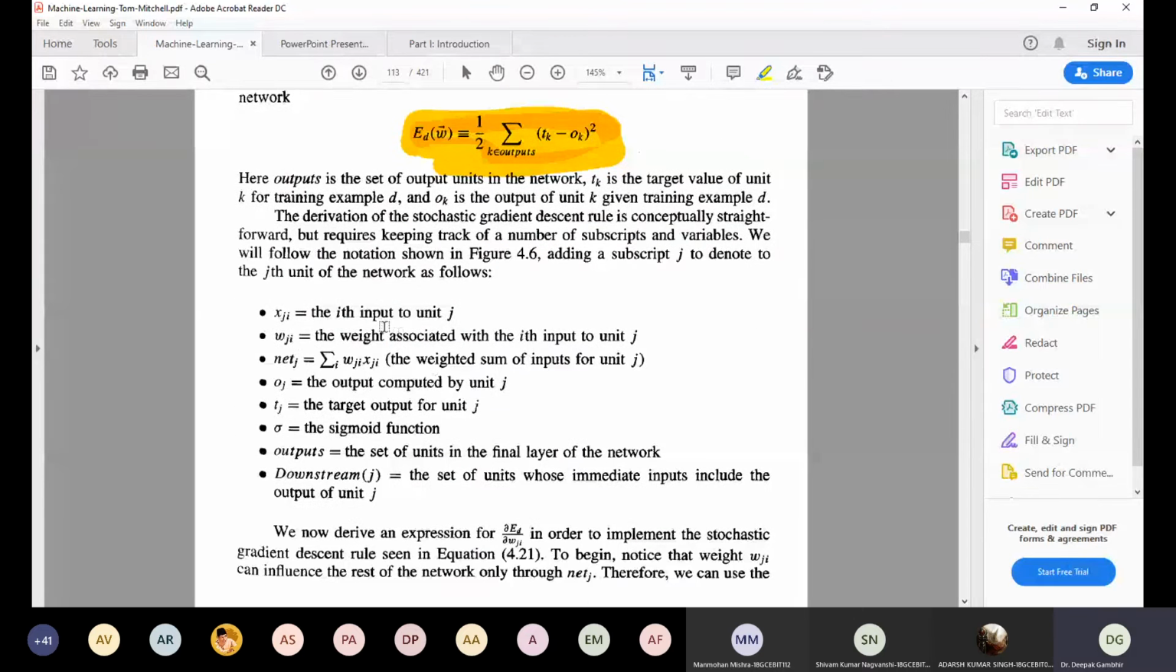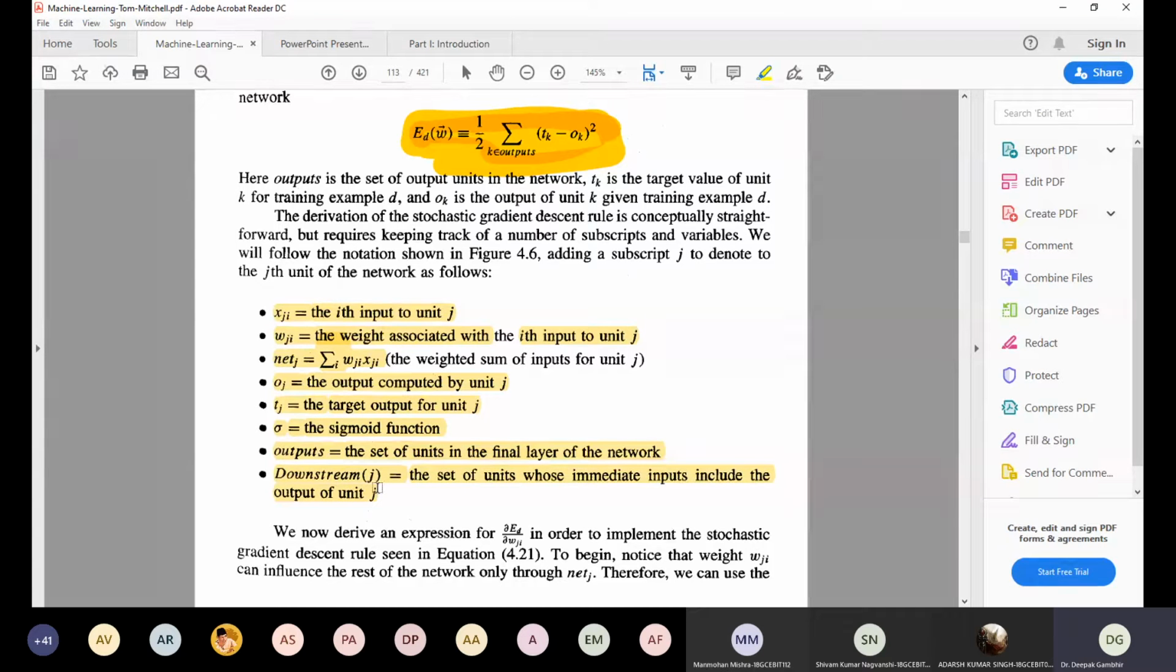I have already told you that x_ji represents the ith input to the unit j. w_ji represents the weight associated with the ith input to the unit j. net_j is the summation of w_ji x_ji. o_j is the output computed by unit j. t_j is the target output for the unit j. Sigma is the sigmoid function. Outputs is the set of units in the final layer of the network, and Downstream(j) represents the set of units whose immediate inputs include the output of unit j.